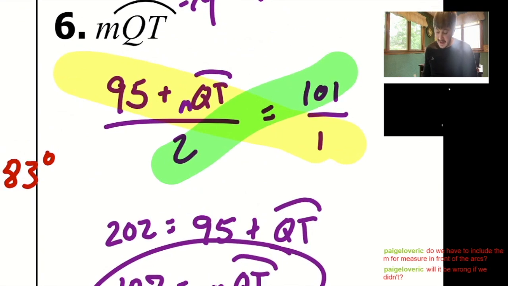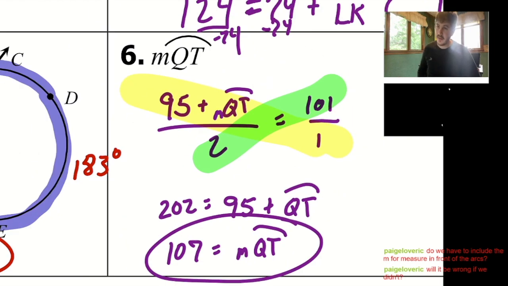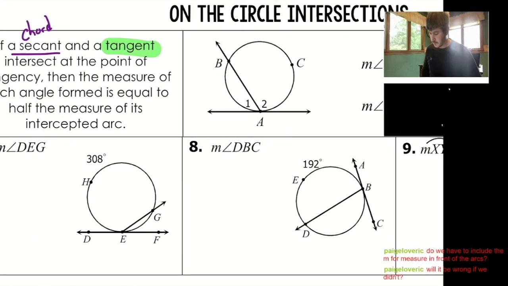Like I technically should include it here. If you don't, you're not going to lose points. I'm not being picky with it at all. I'll know what you mean. Based on your work, I'll know if it's a length or a degree measure. So you don't have to worry about those little technical details. But that's a really, really good question.